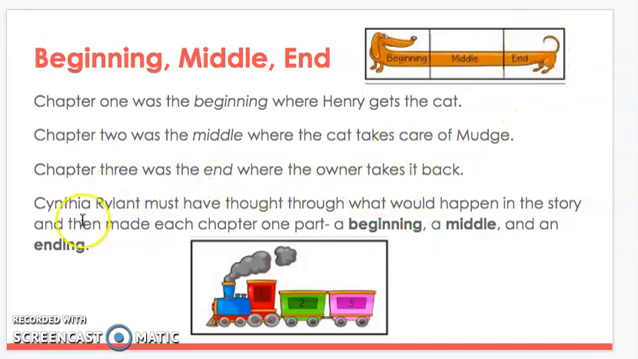Here was the end. Cynthia Rylant must have thought, though, what would happen in the story, and then made each chapter one part. So a beginning, a middle, and an ending. Just like this train, the beginning, the middle, and the end, they are put into different parts to make one large piece, or one big train, or one big book.